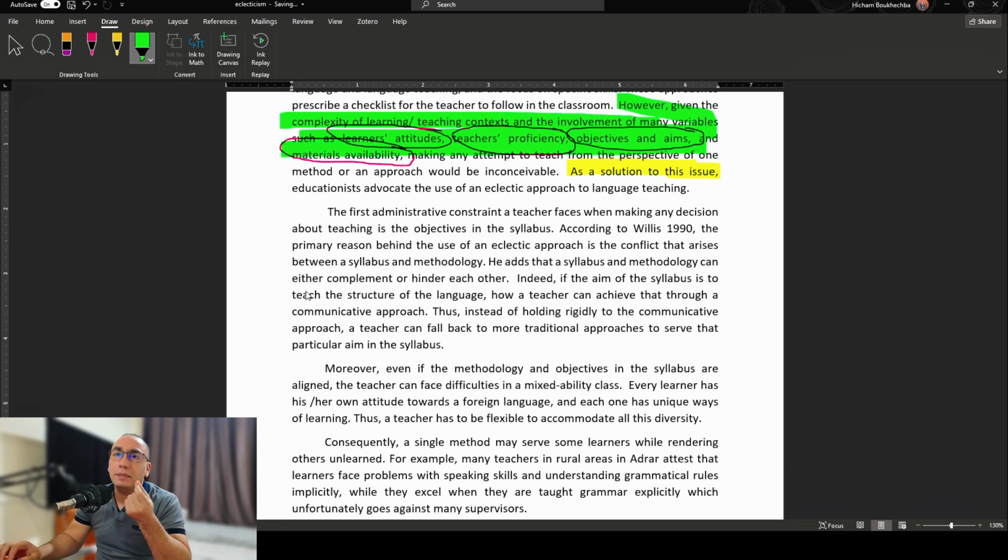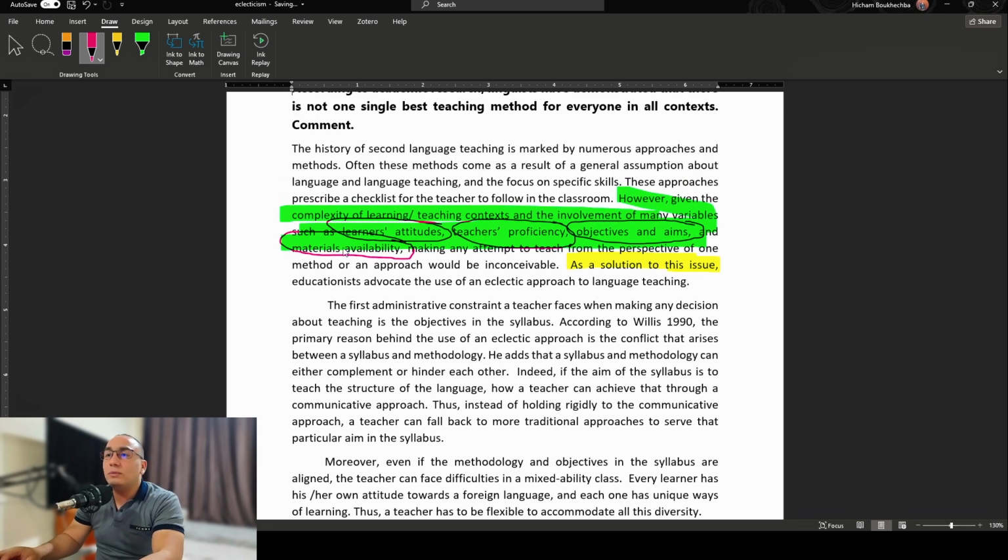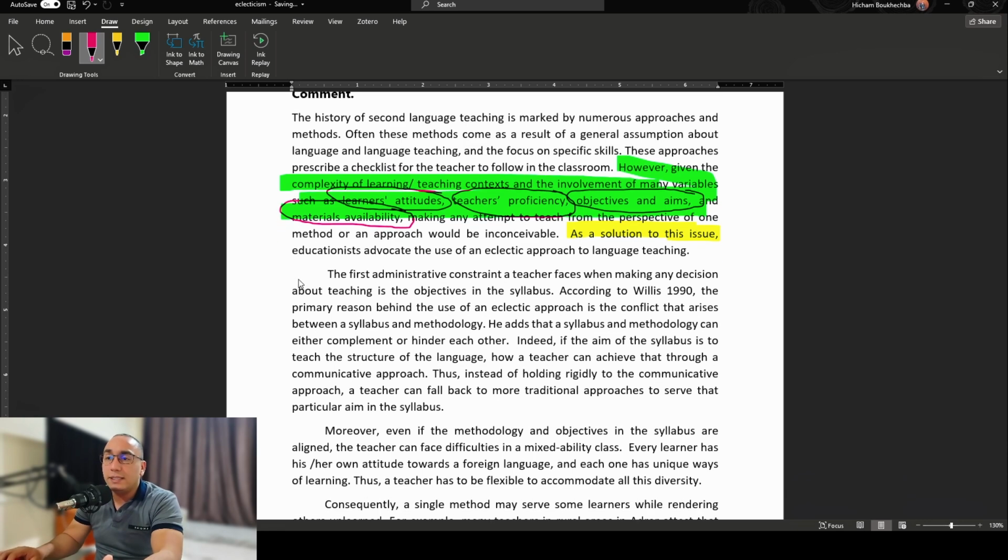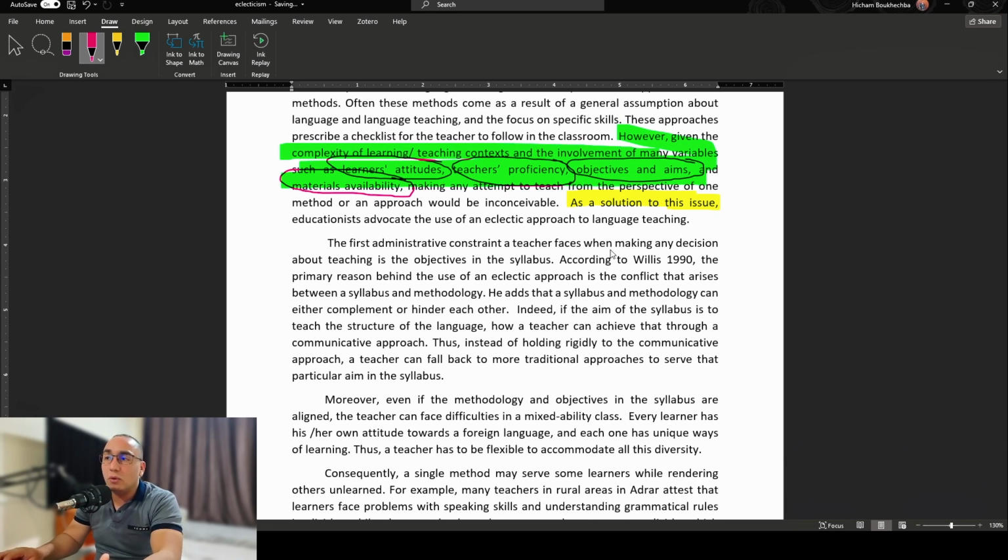And here I did something different. As you can see, I started with the first administrative constraint. I still did not go directly to learner attitude. In fact, I stepped backward and talked about the whole thing of methods and approaches and teaching itself. So I said, the first administrative constraint a teacher faces when making any decision about teaching is the objective in the syllabus. If I were going to write an essay now, I would try to put a hint of this paragraph in my introduction. So I would for sure do this.